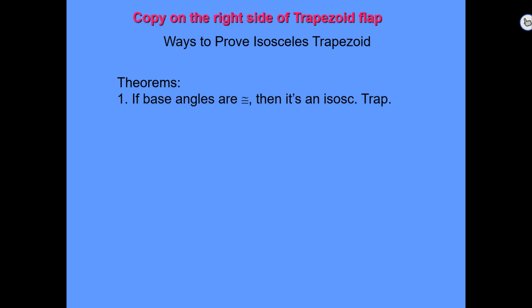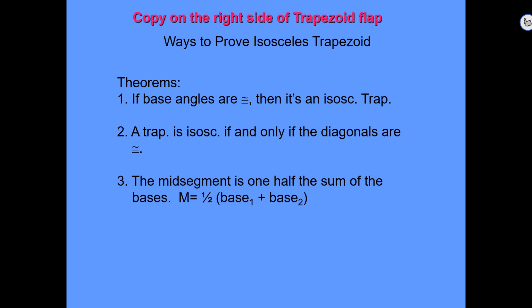Our first theorem is that if base angles are congruent, then you know you have an isosceles trapezoid. So if you can prove both sets of your base angles are congruent, that's enough to say that you have an isosceles trapezoid. The second is a trapezoid is isosceles if and only if the diagonals are congruent. So if you can prove the entire length of the diagonals are congruent, that's enough to prove that you have an isosceles.